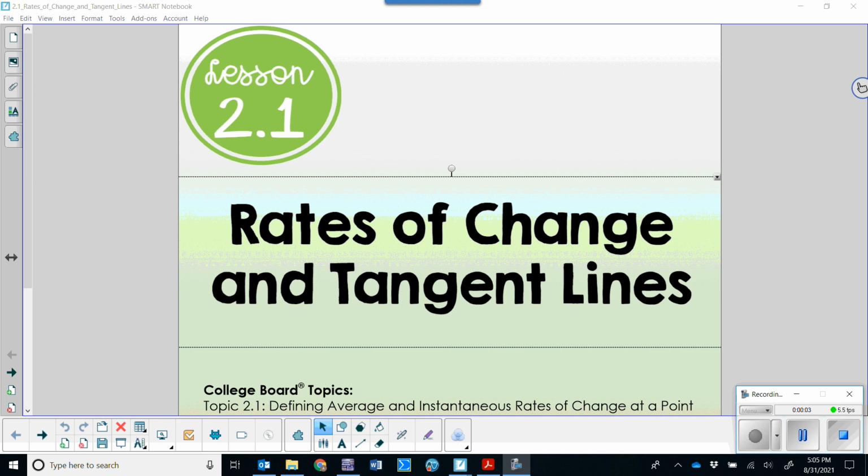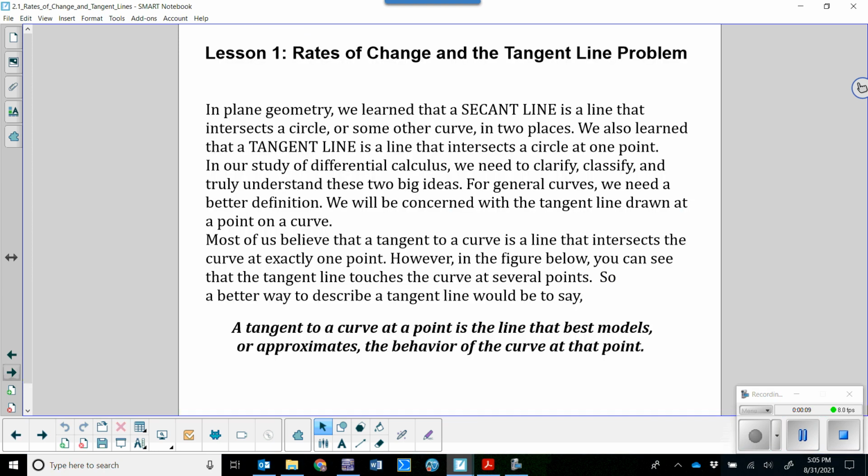All right, so this is a video on lesson 2.1, rates of change and tangent lines. So basically, this is the development of what we're going to talk about, what derivatives mean. So this is a super important concept.